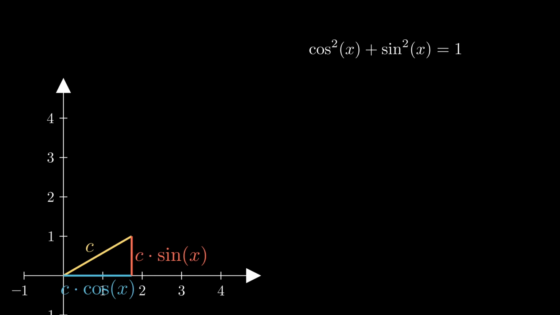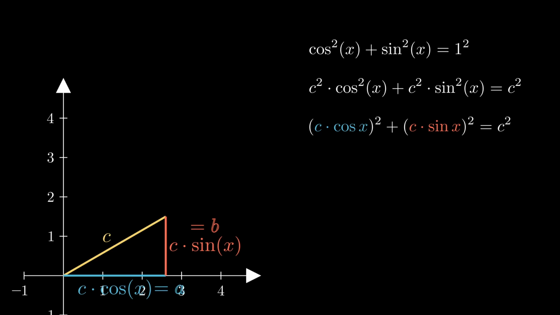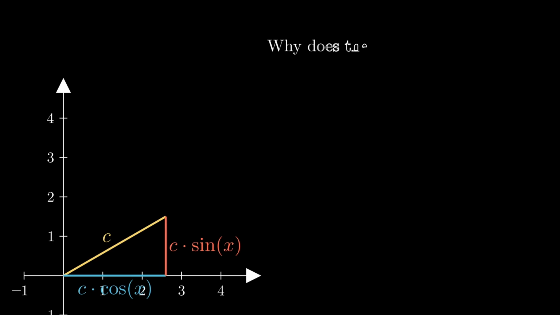Now, how do we tie all of this together? From our previous formula, we can see that 1 is just equal to 1 squared. Meaning when we replace 1 with some constant c greater or less than 1, it affects the whole equation entirely. Meaning c is just a scaling factor. Over here, if we take a and b as the respective sides, we get the Pythagorean theorem.